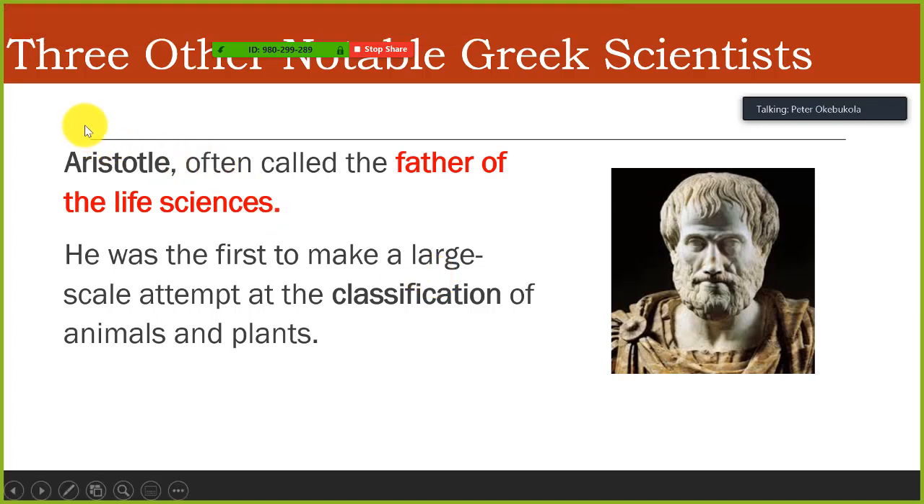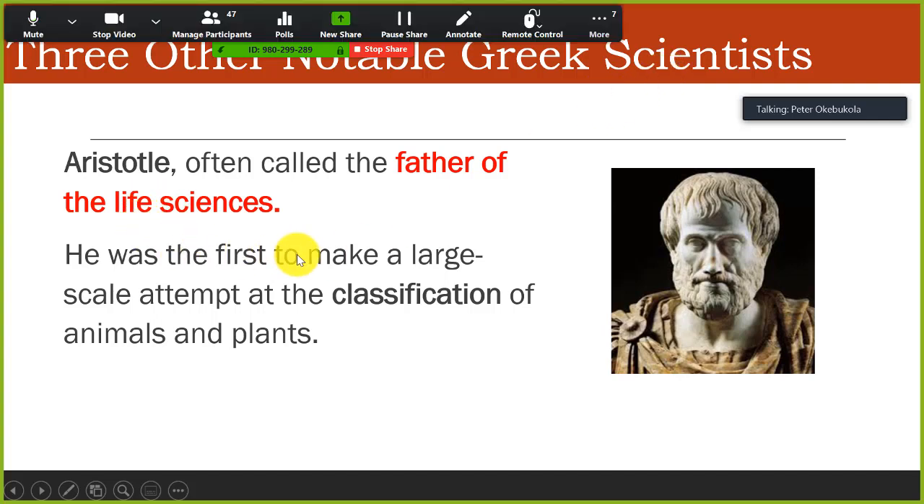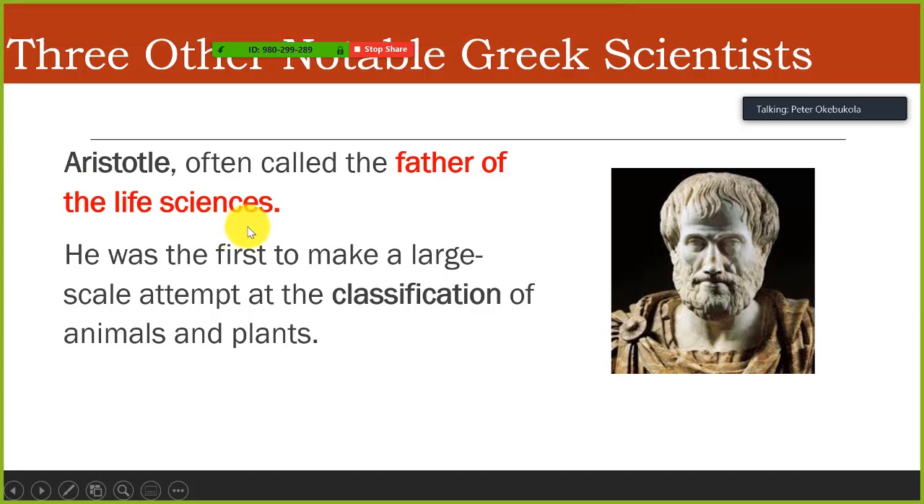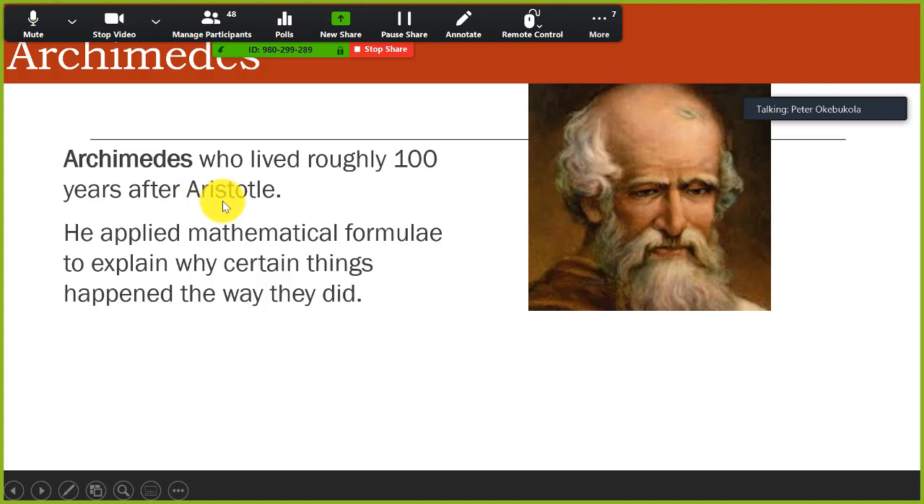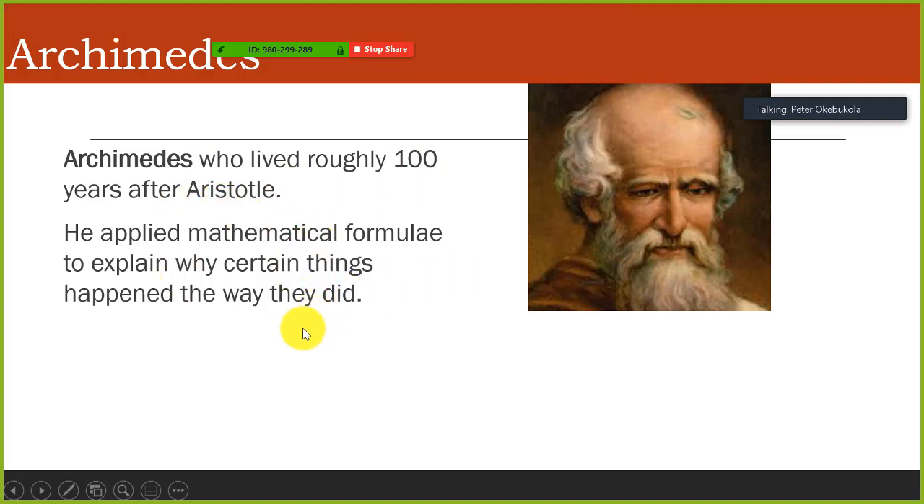Now, the three other notable great scientists I want to mention: Aristotle is often referred to as the father of life sciences. Aristotle was the first to make classification of animals and plants, taxonomy. He was the first. We go to Archimedes. Archimedes lived about 100 years after Aristotle. And they applied mathematical formula. You know the thing about buoyancy, Archimedes' principle.